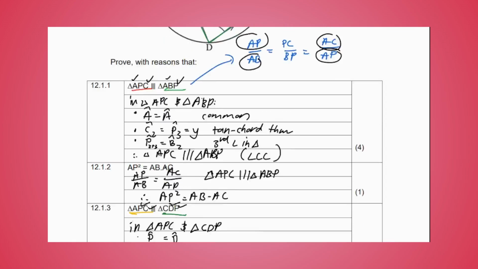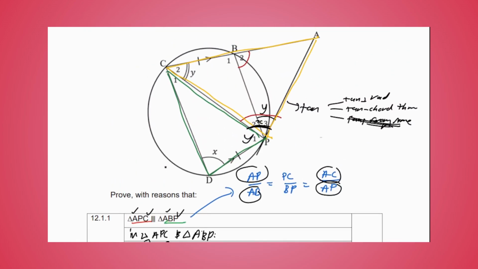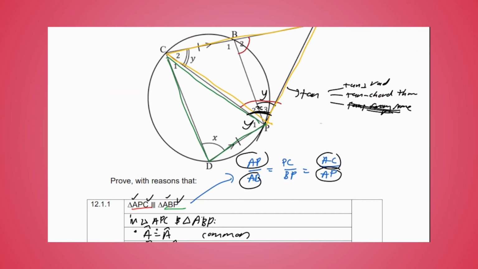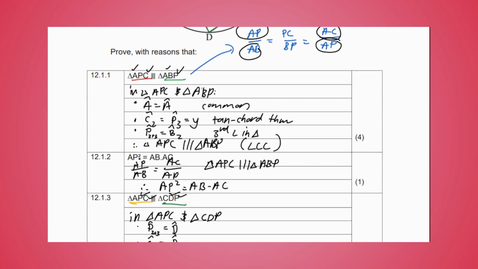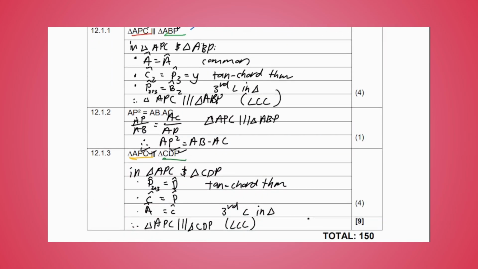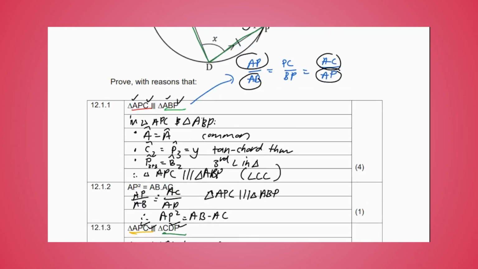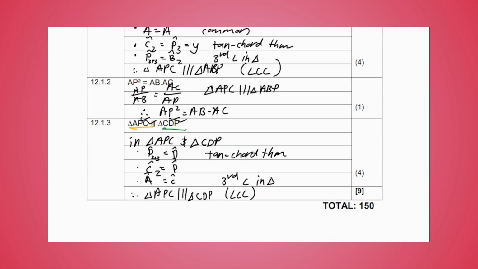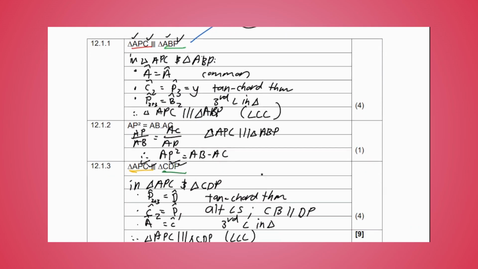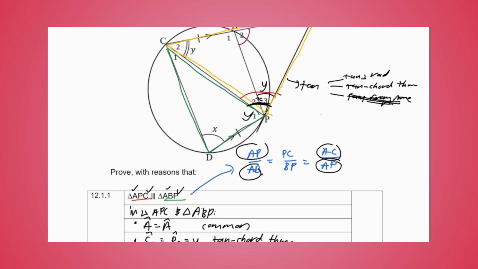So P in the yellow triangle is actually P2 and P3. And then D in the green triangle is called D. And we said that was the tan chord theorem. Then C in the yellow triangle is actually called C2. And then P in the green triangle is actually called P1. And we said that was alternate angles because of those parallel lines they gave us. And then the third angle in a triangle, but A in the orange one is called A. And C in the green one is called C1.